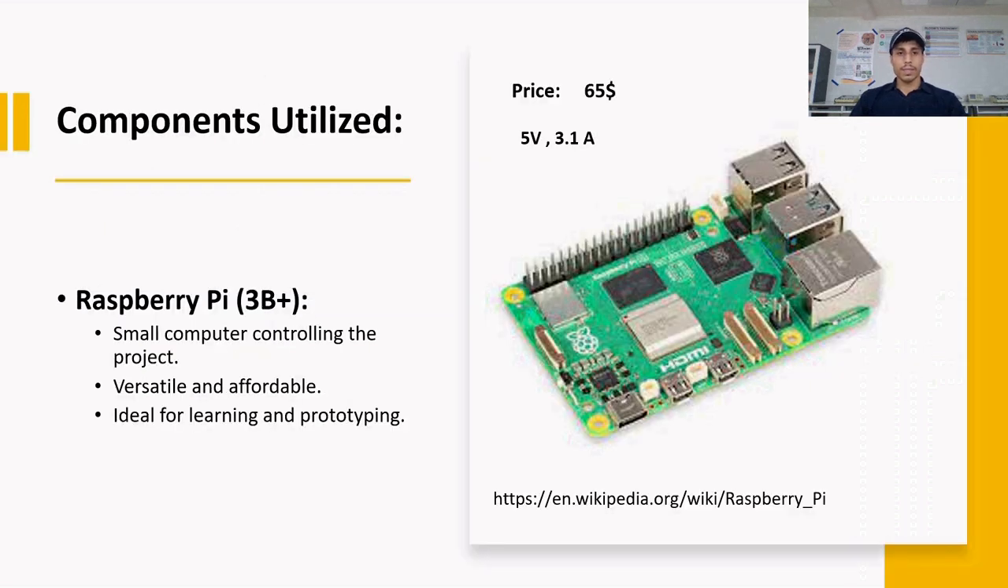Now let's see which types of components our RoboCar utilizes. First is the Raspberry Pi 3B Plus. It is the main central controller for the project, running the software and handling sensor data. The Raspberry Pi provides the computational power required for processing sensor data and executing control algorithms.